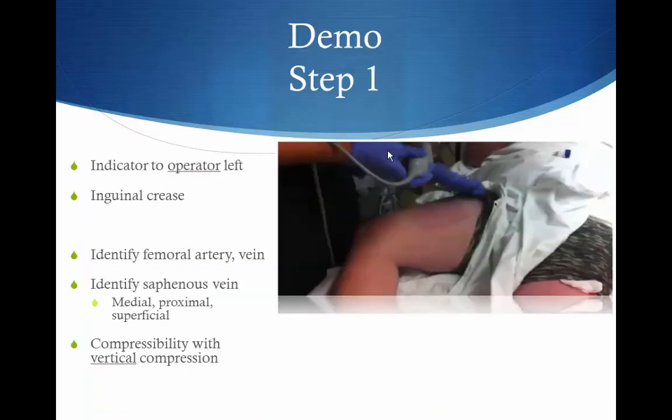All right, so when you first start, and in this patient we're going to start on their right leg, the indicator is to your left. You are facing your patient's face and you're facing the screen, hopefully at the same time. Indicator is to your left or the patient's right, and you're going to start in their inguinal crease. Then you're going to identify some of their anatomy. You're going to start off by finding the saphenofemoral junction. The saphenous vein is going to be medial, proximal, and superficial to the femoral vein, and depending on which side you're on, it'll be on a different side of your screen.